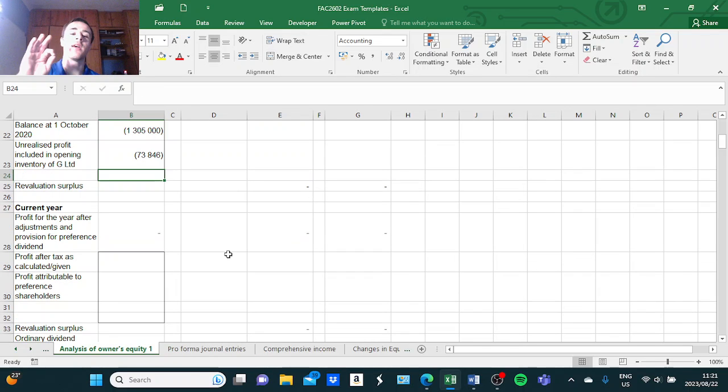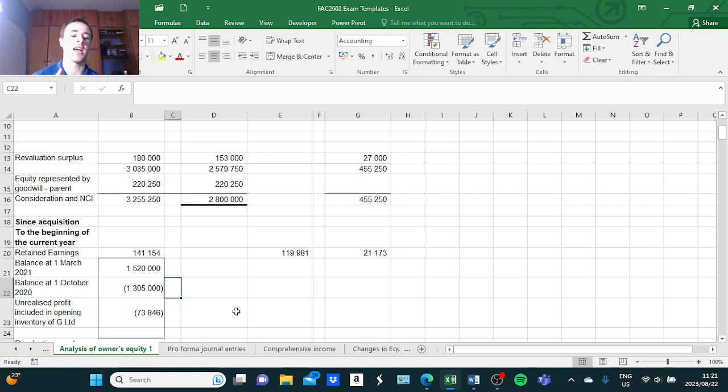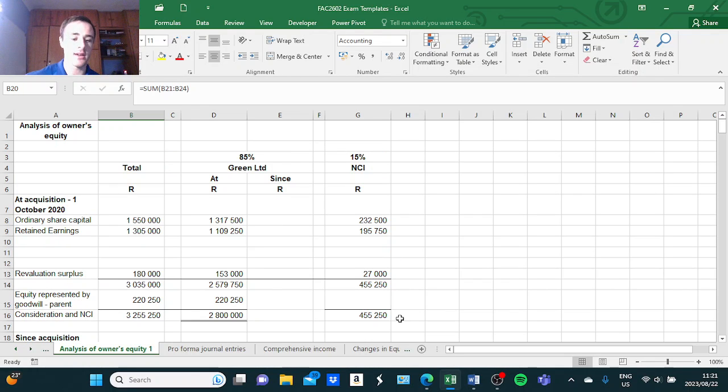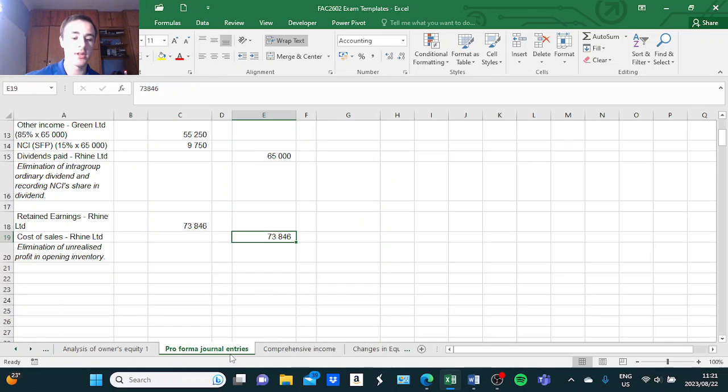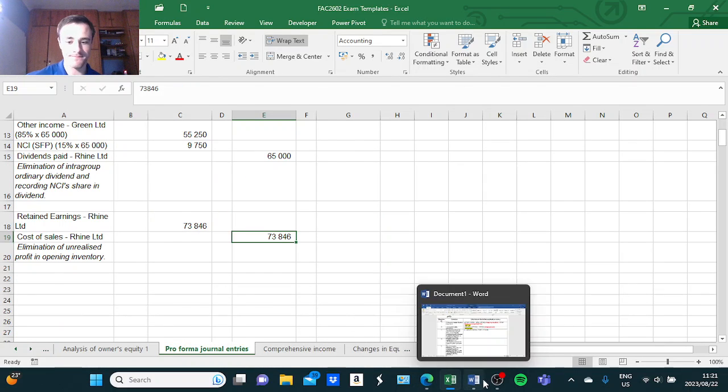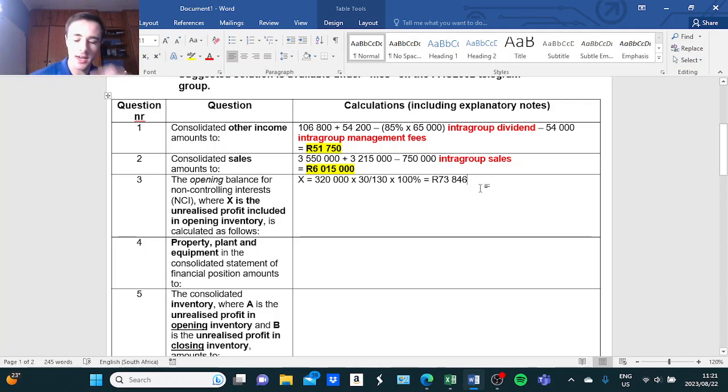But again, we are busy with question 3 that only asks us to calculate the opening balance for NCI, where the unrealized profit in opening inventory has been replaced by X. So this was a negative adjustment against retained earnings according to our journal entry, and then the change in retained earnings will be split between Green Limited and NCI. Alright, so in conclusion, the opening balance for NCI will be calculated as follows.